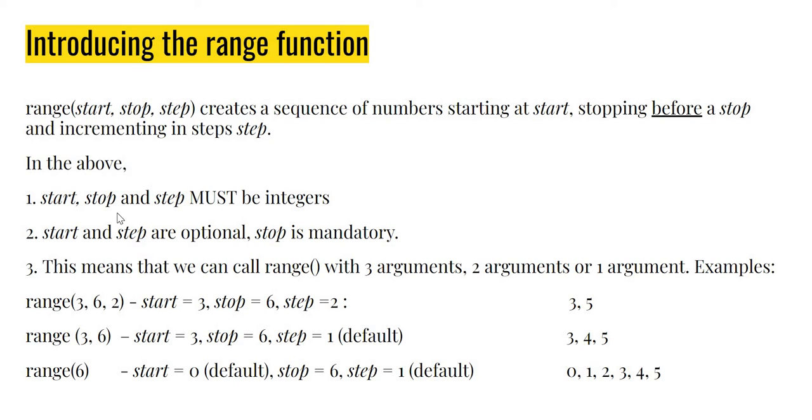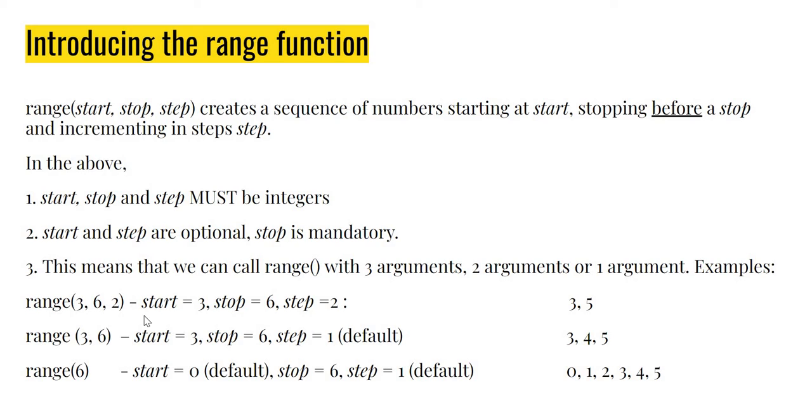Also, interestingly, start and step are optional. Stop is mandatory, which means that we must always tell stop. We can choose not to tell start, not to tell step, and see what happens. Let's see what happens when this is done. What all this means is that there are really three ways we can call range, as I mentioned earlier. We can call it with three arguments, with two arguments, or with just one argument.